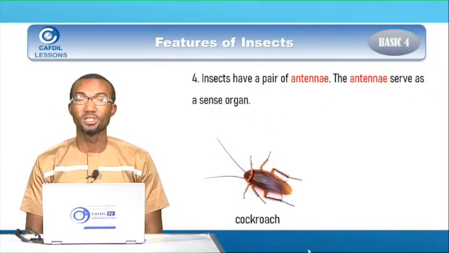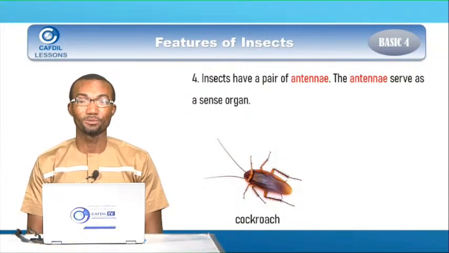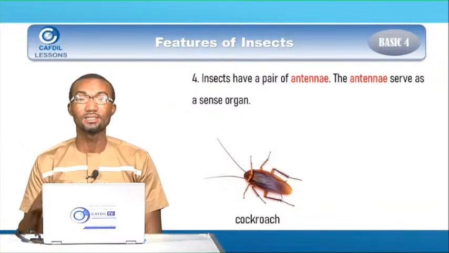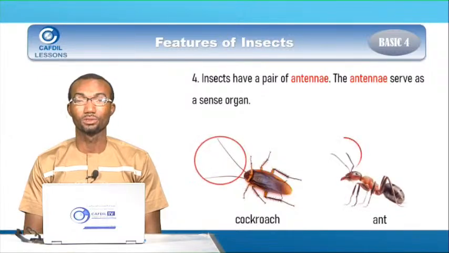When you were in basic 3, we learned about life processes of living things, and we said sensitivity is a life process, and we humans have 5 sense organs. So insects also use their antennae as a sense organ that helps them to see and feel things around them. So this is the antennae, and if you look at this ant too, this is the antennae. It's a pair, that means 2. Good.